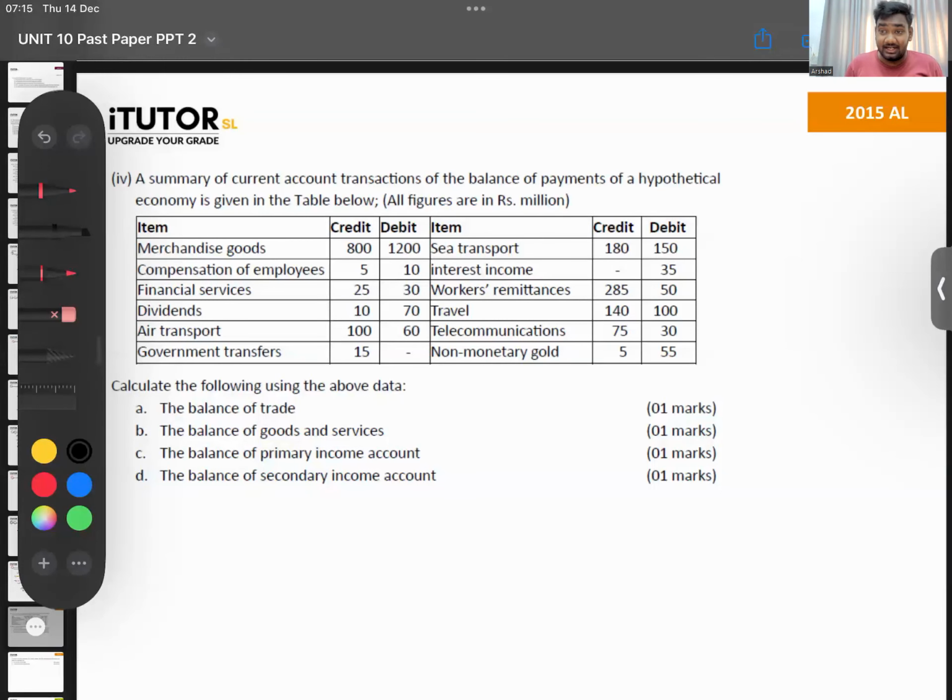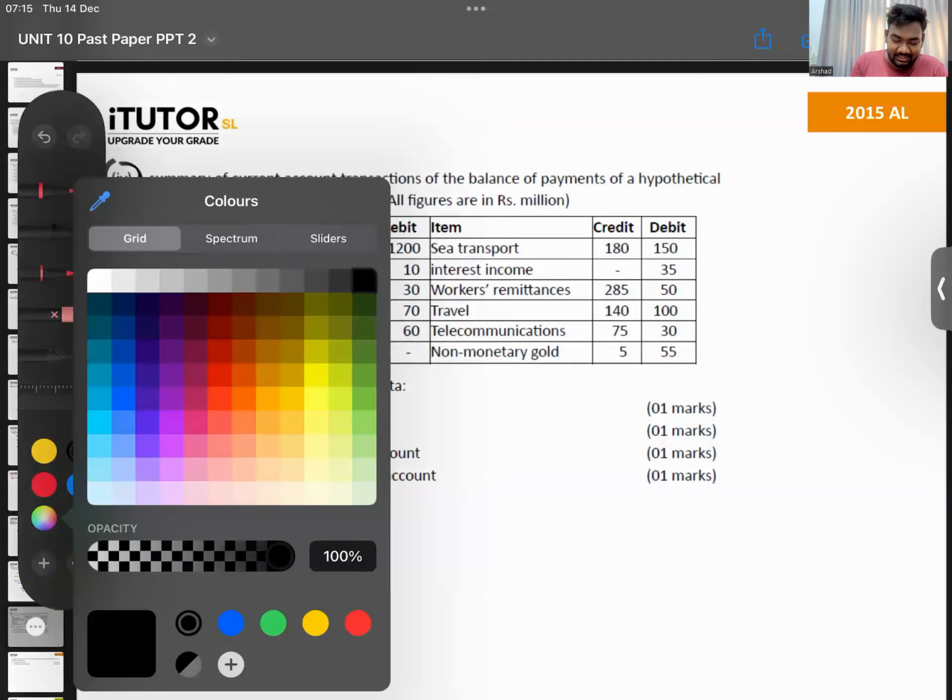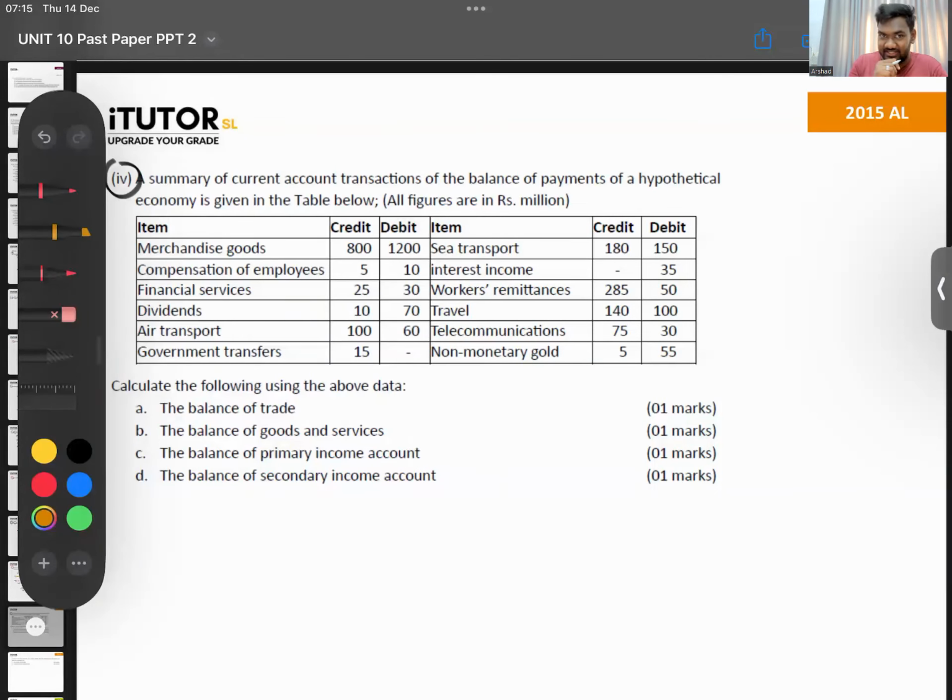Okay, so we'll get to the 2015 paper, 2014 paper. If you all wondered, we skipped it because there was no unit number 10 question. We'll get into 2015 question number 4. I feel a question like this is one of the easiest questions to work on. How have exports increased? I'll come to it in the future.